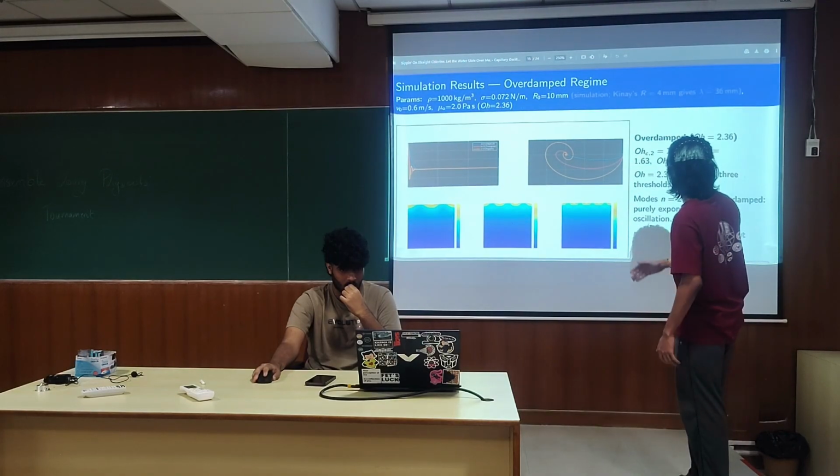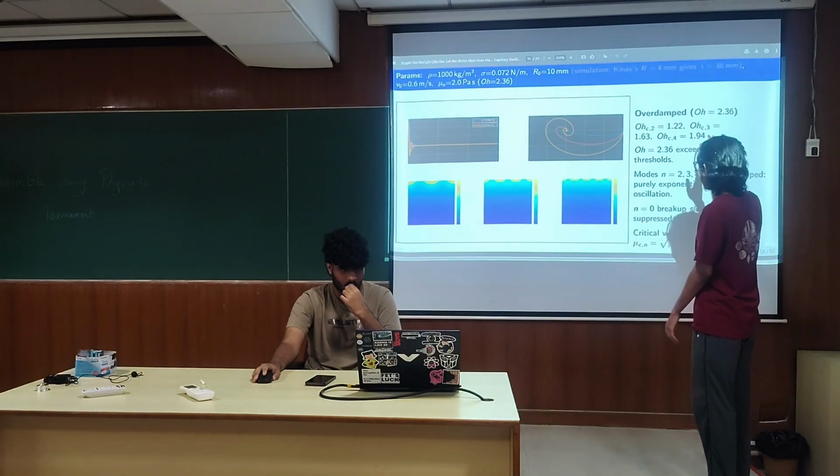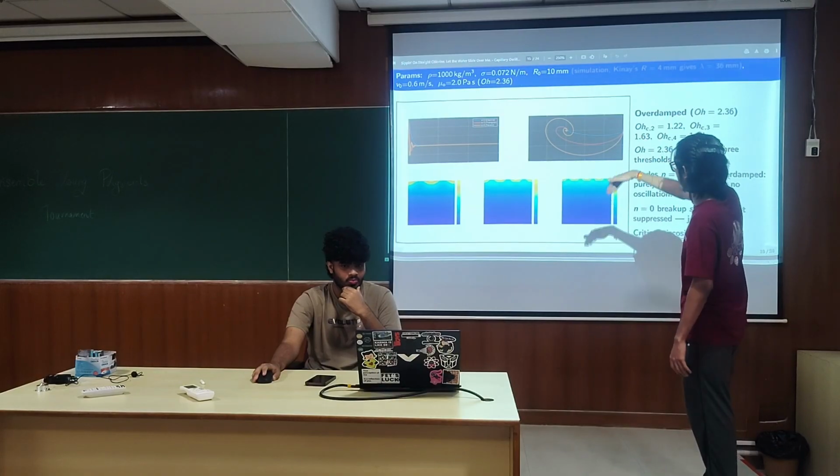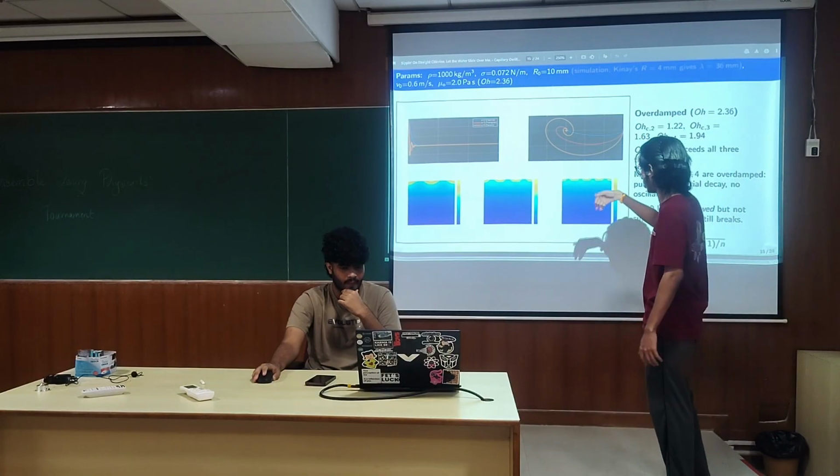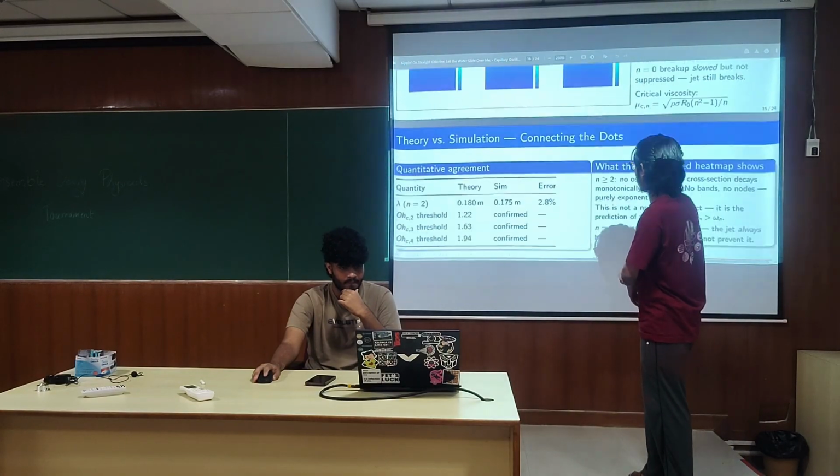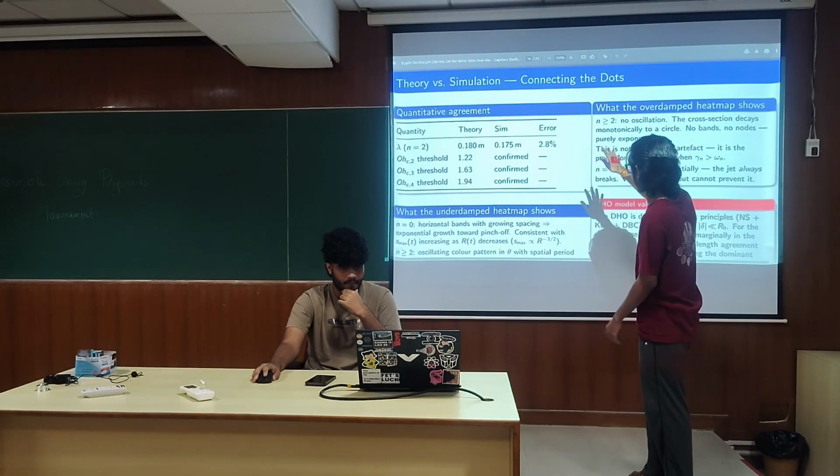Now we will move down. Here we have the overdamped region. In the overdamped region, Ohnesorge's number is around 2.3. So these are the conditions that we get, similar to that. Let's move down. These are the theoretical findings we have here.